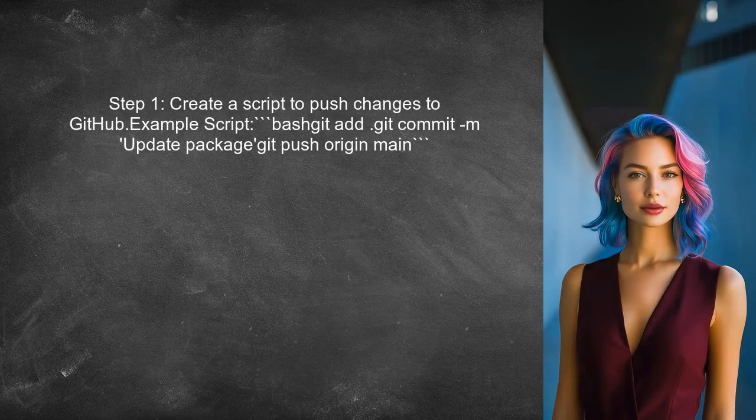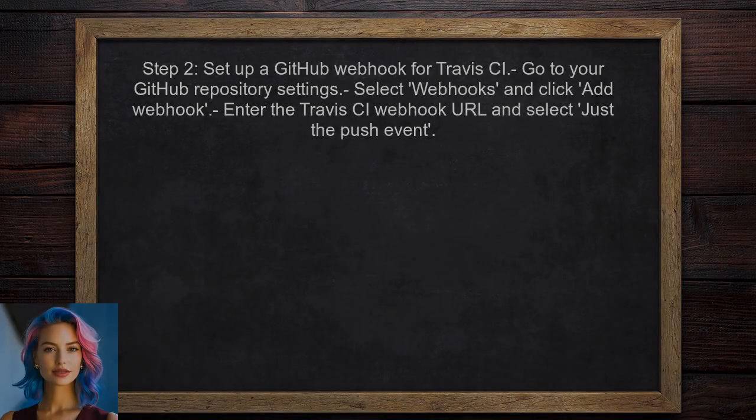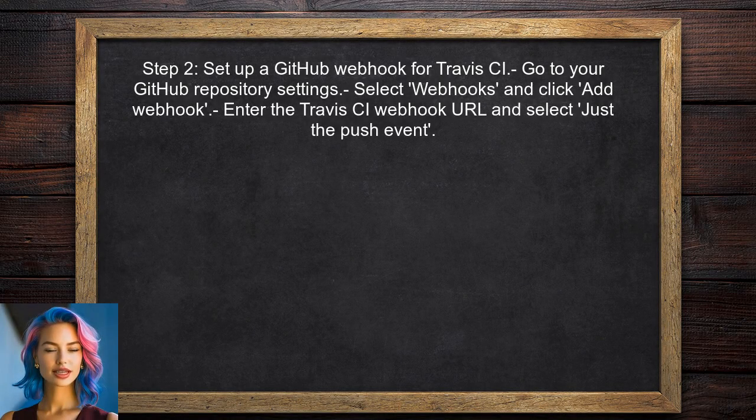To streamline the user's workflow, we can automate the process of pushing changes to GitHub and checking for build errors. First, the user should create a script that pushes changes to GitHub. Next, the user can set up a webhook in GitHub that triggers a build on Travis CI whenever changes are pushed. This way, the user will be notified of any build errors automatically.